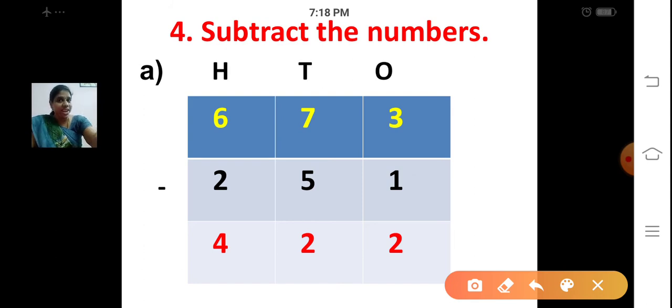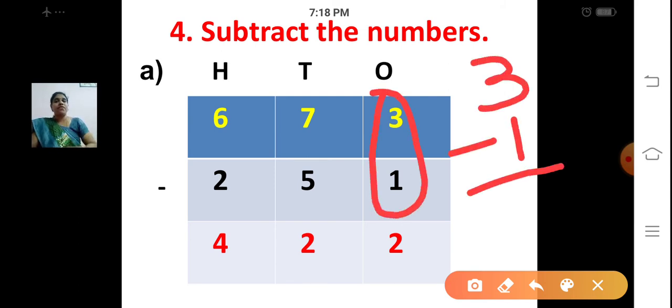So where do we have to start? Same way, from the ones place. 3 ones minus 1 one, 3 minus 1. Now tell me the answer. How will you subtract? Start from the smaller number and count forward till you reach the bigger number. Start from 1. After 1, 2, 3. So the answer is 2. 3 minus 1 is 2 ones. Write down 2 here.